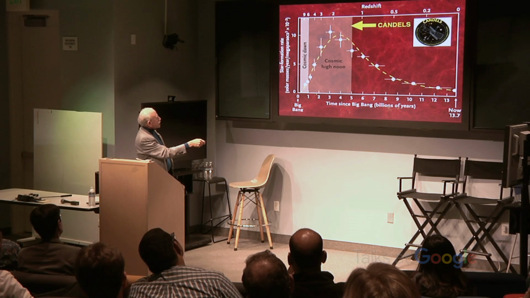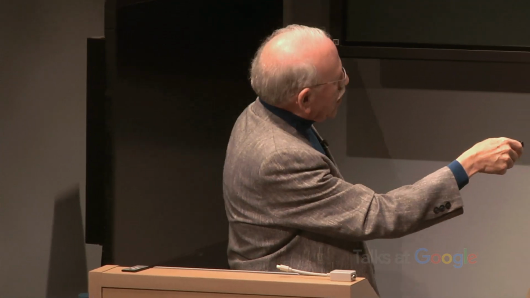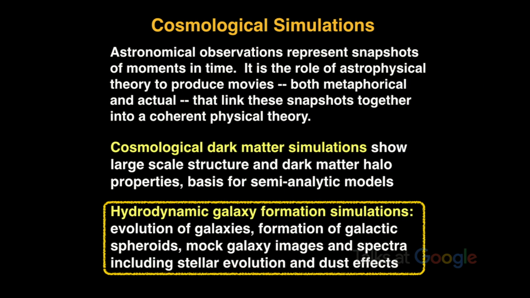Redshift 3, less than 2 billion years after the Big Bang. That's the peak of star formation. That's when the galaxies really formed. So to understand galaxy formation, we do what we call hydrodynamic simulations, where we follow the gas and not just the dark matter. And the gas turns into stars. Some of the gas ends up as supermassive black holes at the centers of the galaxies.